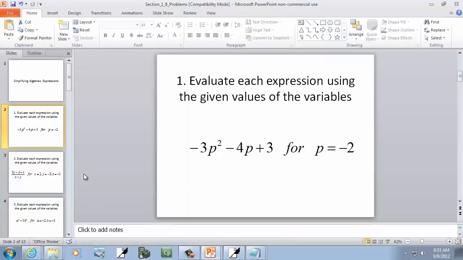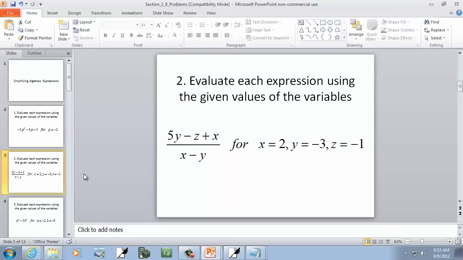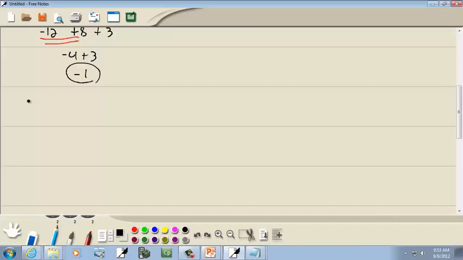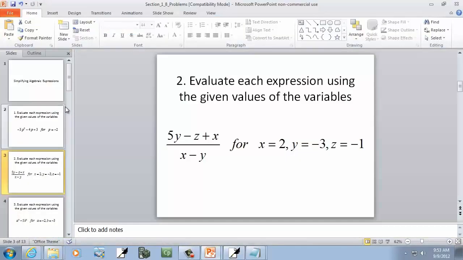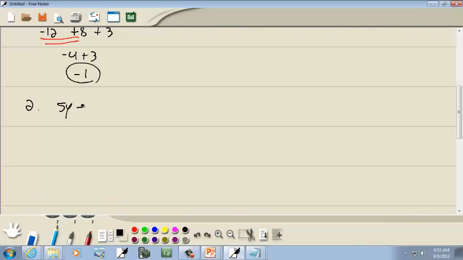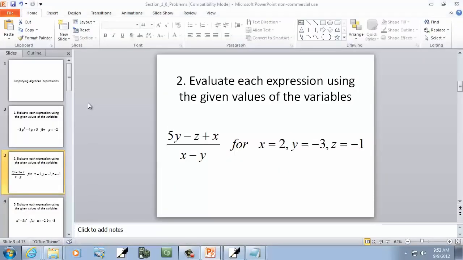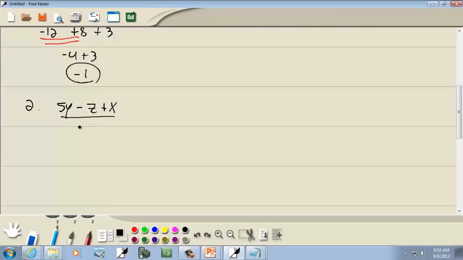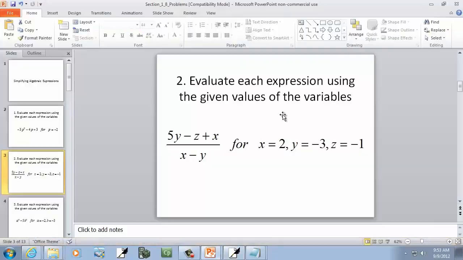Let's take a look at another problem of those. This one has 3 different variables. Now we're going to use the same steps. So we've got 5y minus z plus x over x minus y, and for x equals 2, y equals negative 3, and z is equal to negative 1. And instructions still are to evaluate the expression.